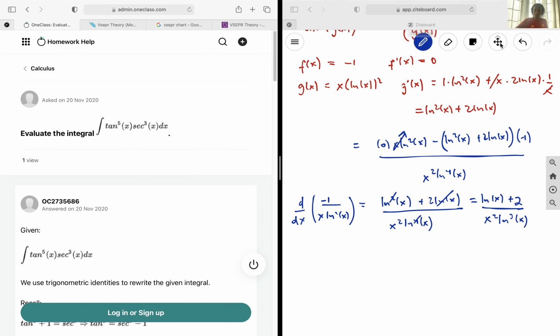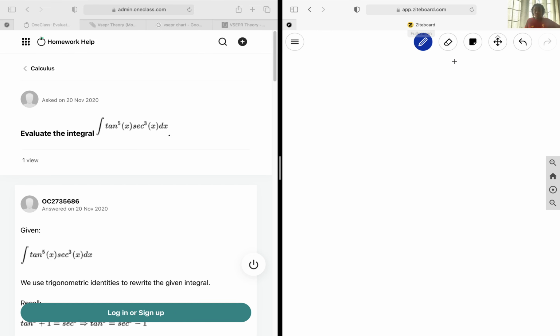Okay, for our next question, we would like to evaluate the integral of 10 to the power of 5x multiplied by secant cubed x dx. And so of course we're going to need to simplify this too. We need to remember that tan squared x plus 1 is equal to secant squared x.